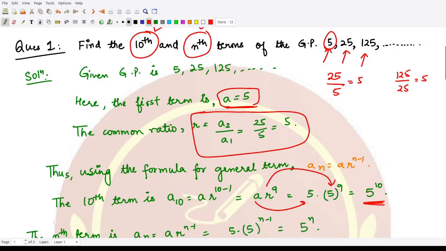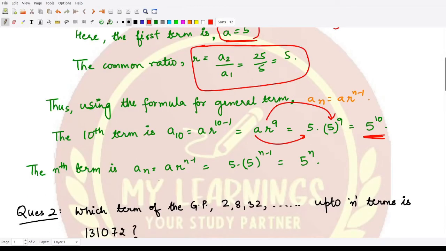What about the nth term? The nth term is obtained from the formula itself, a_n equals a r raised to power n minus 1. The value of a is 5 and the value of r is also 5, so we substitute them here, and you can see we have the power as 1. When the bases are the same, we can add the powers, so it would be 5 raised to power 1 plus n minus 1. The 1 and minus 1 cancel, so we are left with 5 raised to power n, which is our answer. So this is the first question.